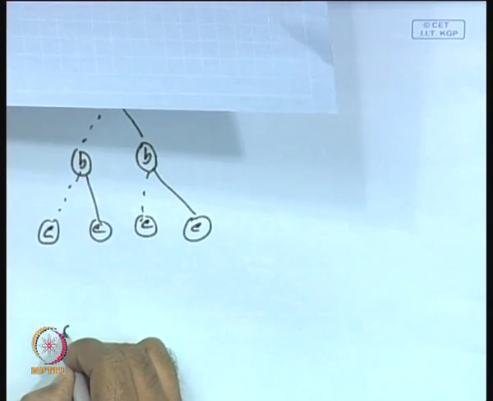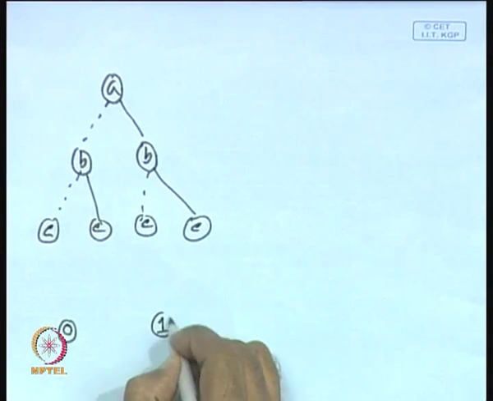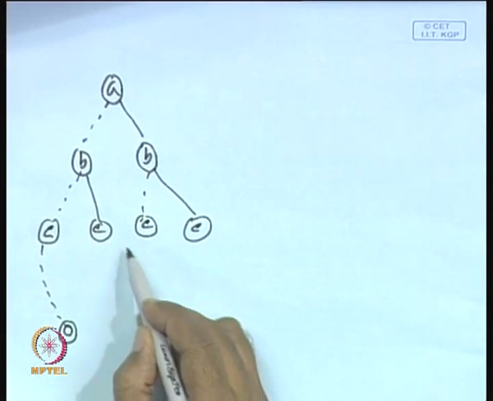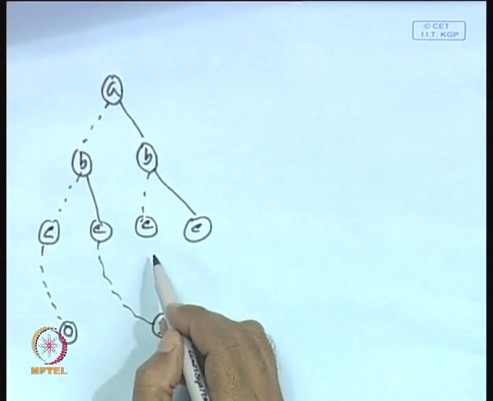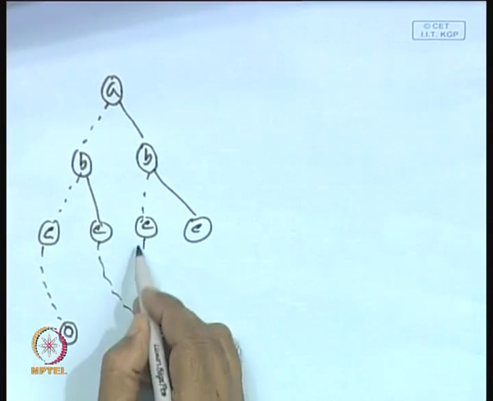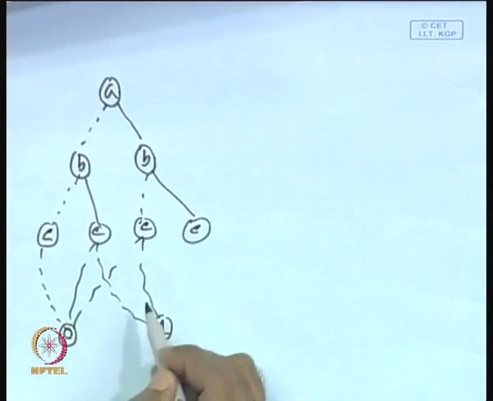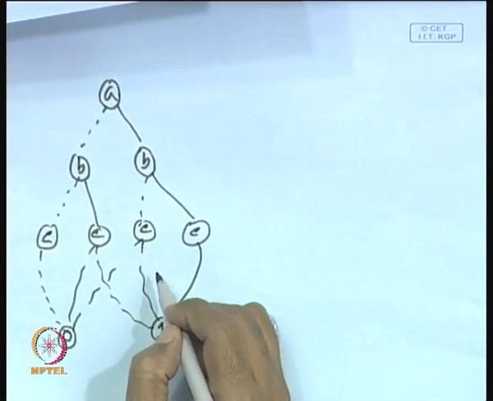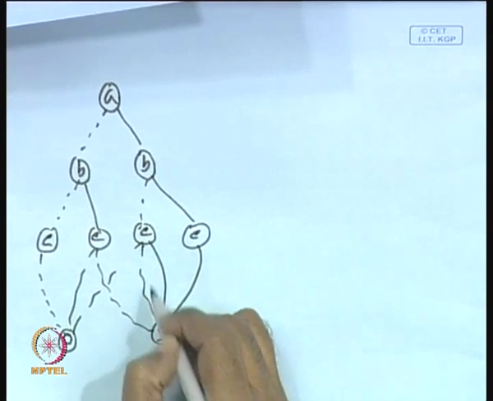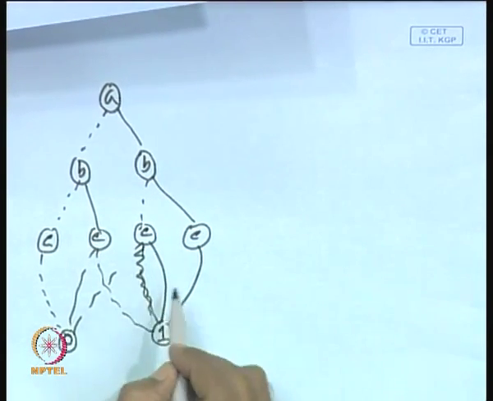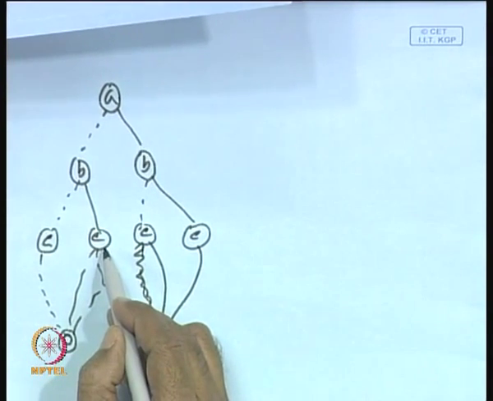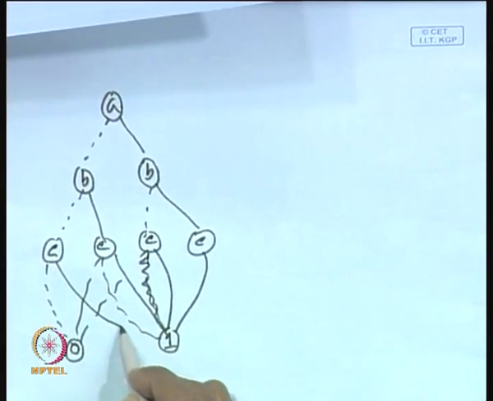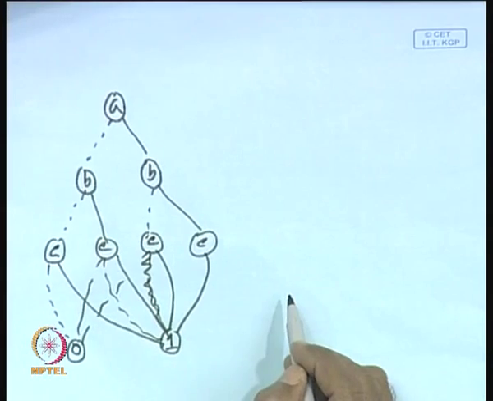So, let me write 0 here, let me write 1 here. So, 0 is coming from here, 0 is also coming from here, 0 is coming from here, sorry, 0 is coming from here. So, I have written only 0 is coming from there, and 1 is coming from here, 1 is coming from here, and from this 1 is going to again 1, and from this it is going to 1. So, this is the first step.